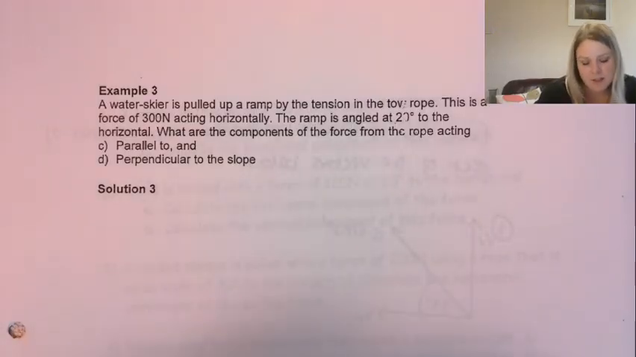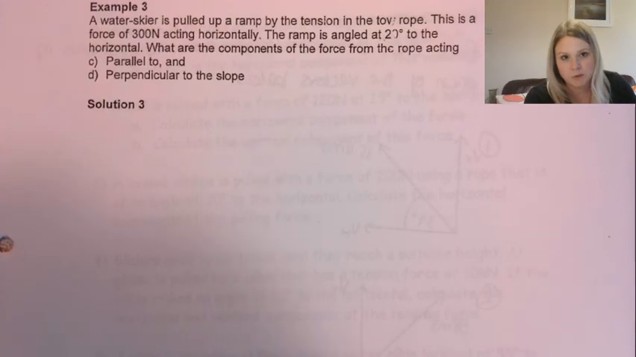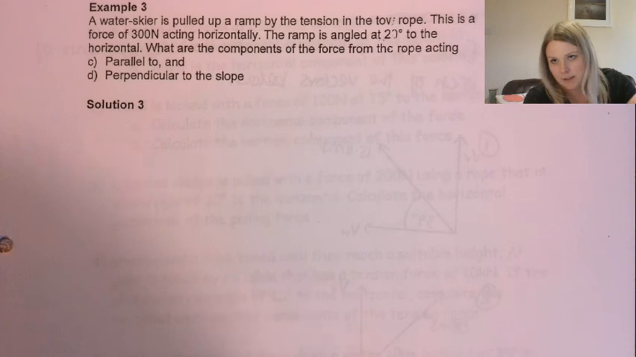Okay, example 3. A water skier is pulled up a ramp by the tension in the tow rope. This is a force of 300 newtons acting horizontally. The ramp is angled at 20 degrees to the horizontal. What are the components of the force from the rope? Right, so let's get our diagram drawn first of all. We're going to have to draw a hilariously out of scale one to make this nicer to follow.